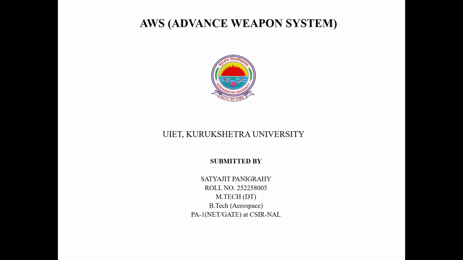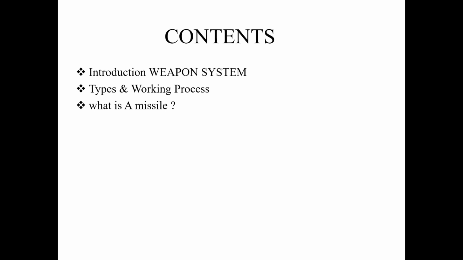So the topic is advanced weapon system. First we'll start with what is a weapon system, types of weapons and their working process, and in the end we'll talk about the missile, how to improve its efficiency, stability, firepower, survivability, and overall efficiency, and what factors you have to modify to create an advanced weapon system from a weapon system.